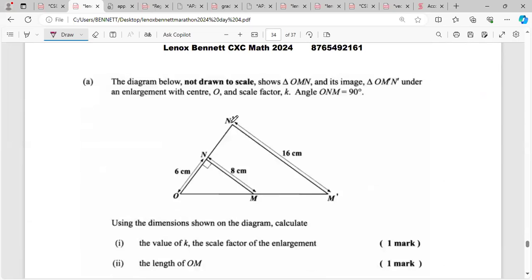This one says the diagram below, not drawn to scale, shows triangle OMN and its image OM prime N under an enlargement with center O and a scale factor K. Angle ONM is equal to 90 degrees. Use the dimensions shown on the diagram to calculate the value of K, or the scale factor of enlargement, that's 1 mark, and the length of OM.